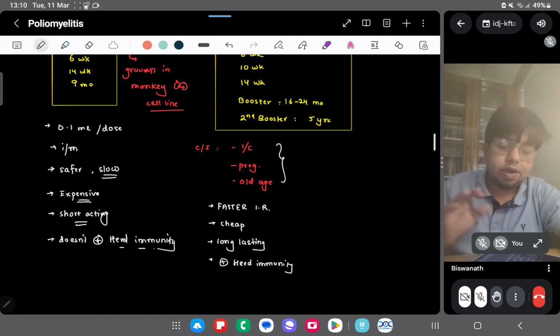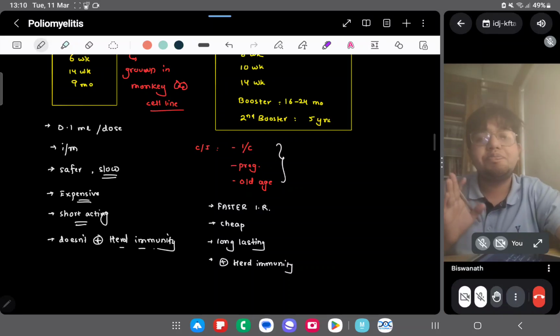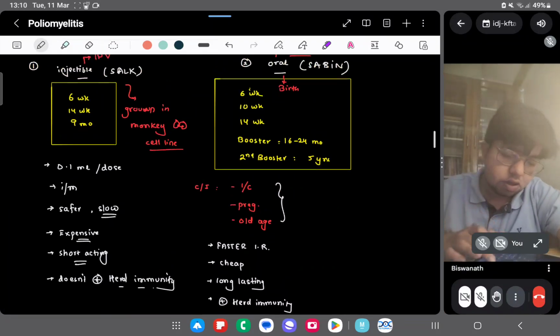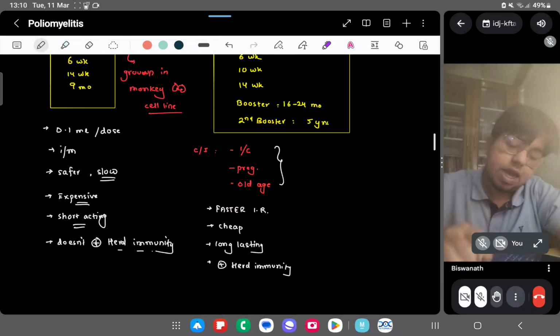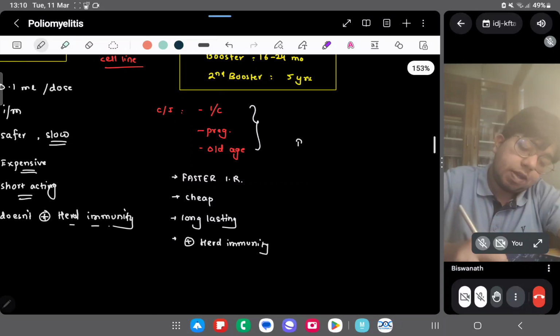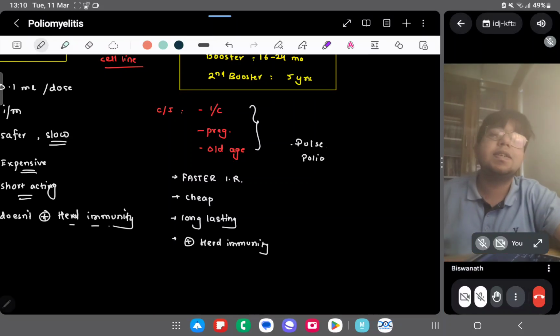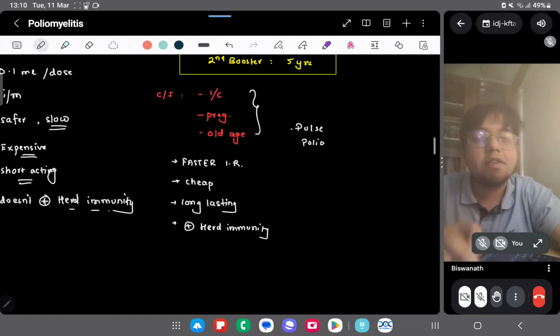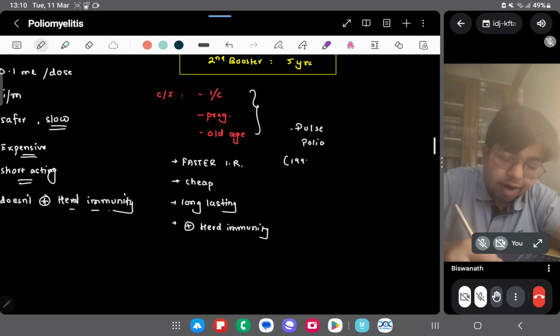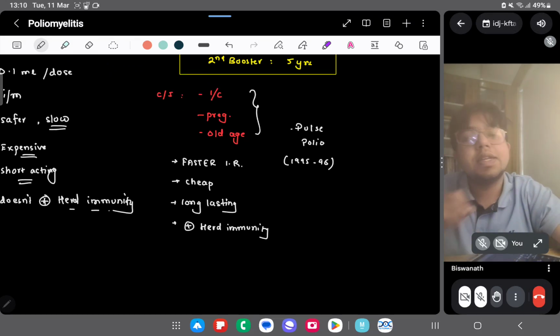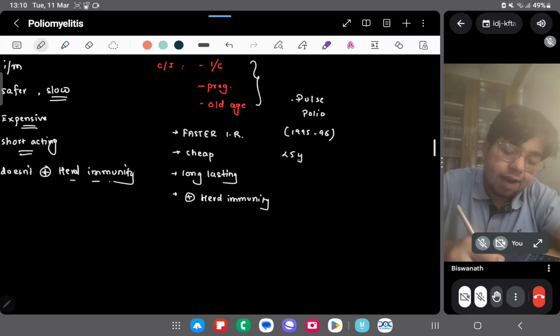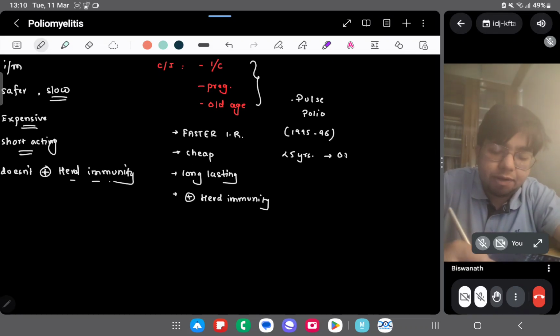So these are the things you have to know about the oral polio vaccine. I talked about this. And in India, you have something called the Pulse Polio program, running since 1995, 96 onwards. In it, in the population under 5 years, you are giving OPV, to all children less than 5 years.